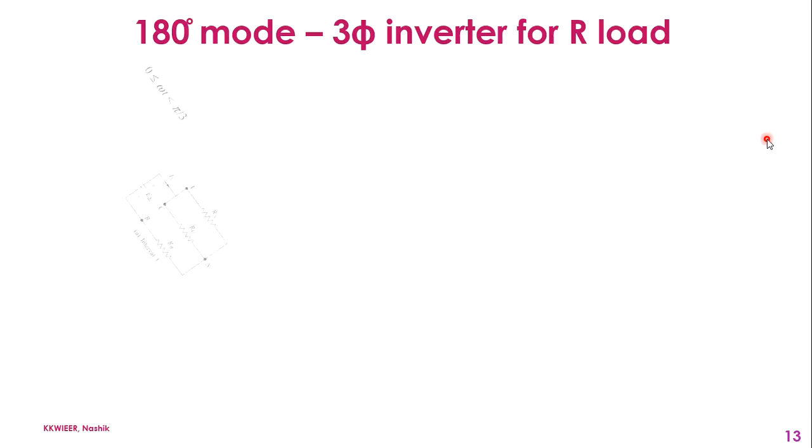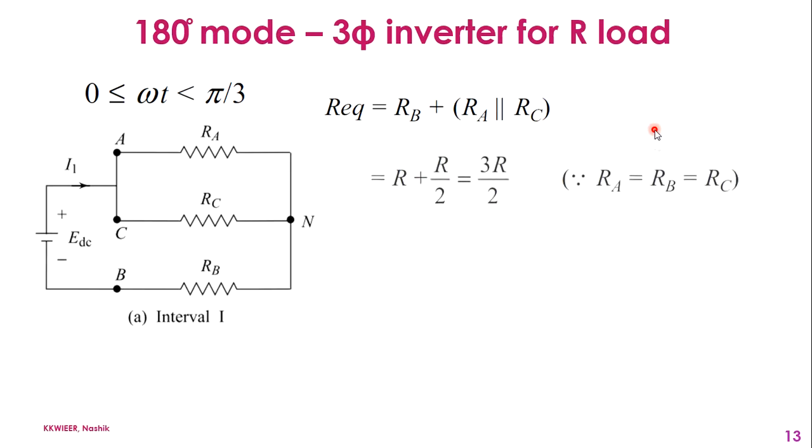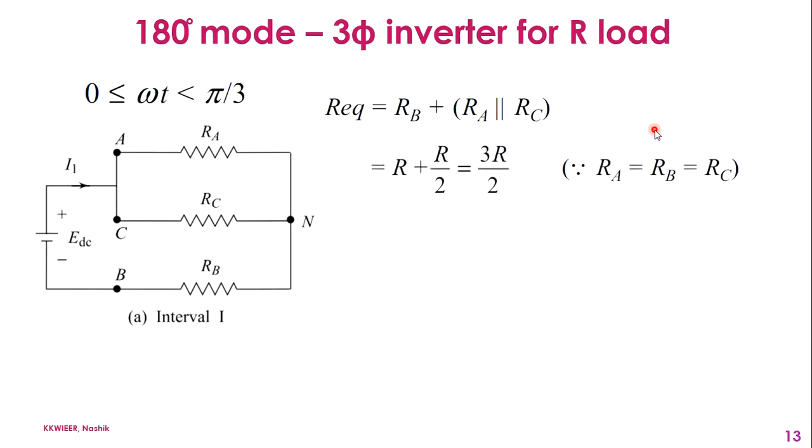So for the first interval 0 to pi by 3, by looking at this circuit, what will be the R equivalent for RA, RC and RB? RA and RC are connected in parallel, whereas to this parallel connection RB is connected in series. So its R equivalent will be RB plus RA parallel RC, right? Now considering the value of RA, RB and RC is equal, the R equivalent is given by 3R by 2.